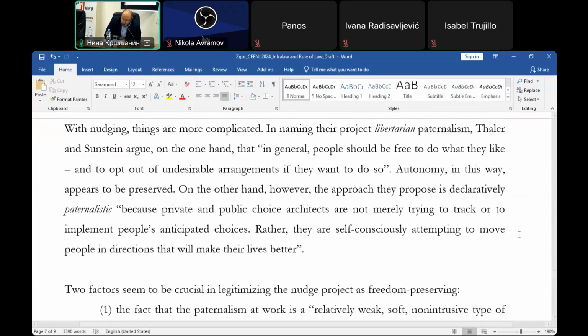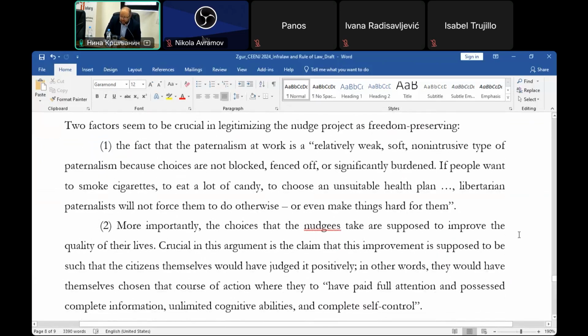Now, two factors seem to be crucial in legitimizing the nudge project as freedom preserving. First, the fact that paternalism at work is, according to these two authors, a relatively weak, soft, non-intrusive type of paternalism because choices are not fully blocked, fenced-off, or significantly burdened. More importantly, the choices that the nudgees take are supposed to improve the quality of their lives. Crucial in this argument is the claim that this improvement is supposed to be such that the citizens themselves would have judged it positively. In other words, they would have themselves chosen the course of action were they to have paid full attention and possess complete information, unlimited cognitive abilities, and complete self-control.